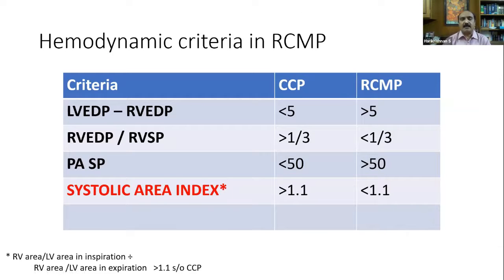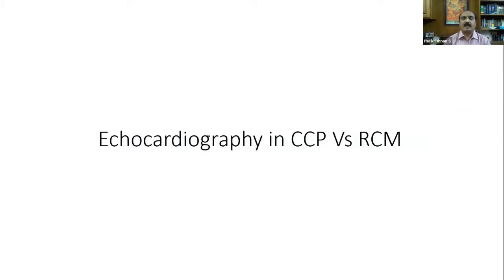Other criteria, LVEDP and RVEDP difference, I have already said. In constriction it is less than 5; in restriction LVEDP is more. RVEDP by RVSP, because RV systolic pressure is higher in restriction, it is less than 1/3. Pulmonary artery systolic pressure is already discussed, less than 50, more than 50. Then there is systolic area index, that is more than 1.1 in constriction, and less than 1.1 in a restrictive cardiomyopathy.